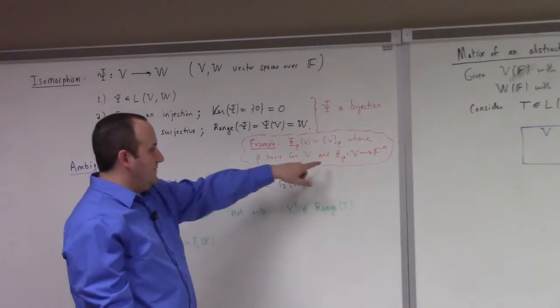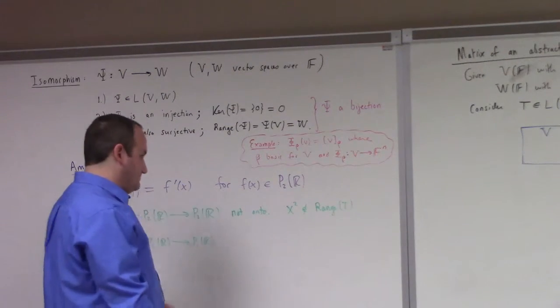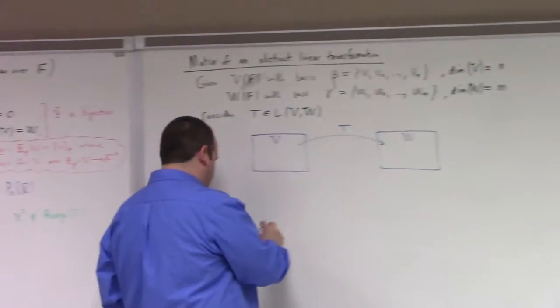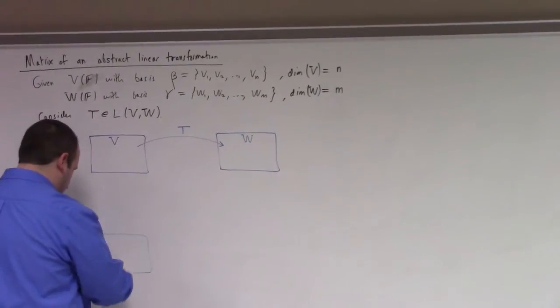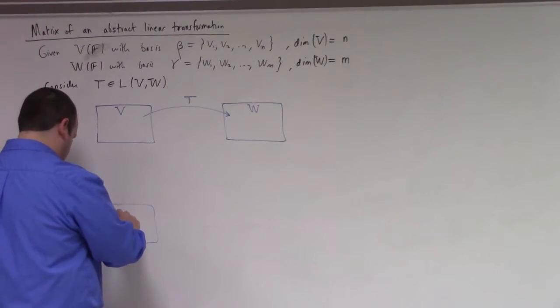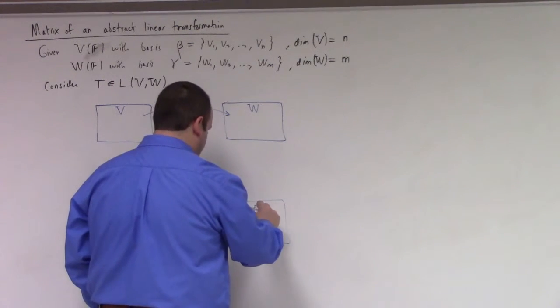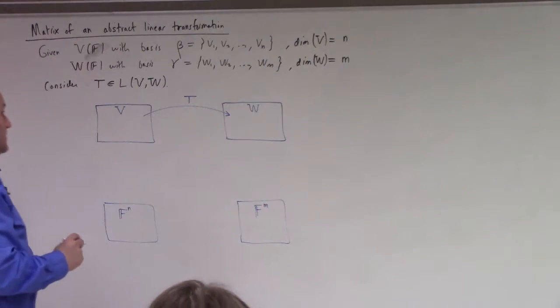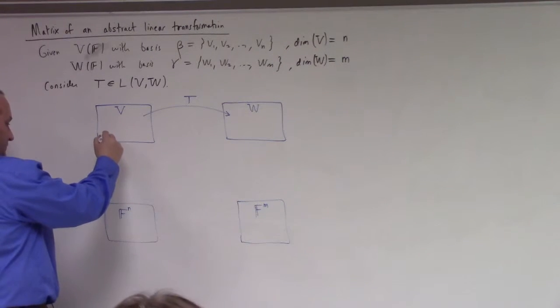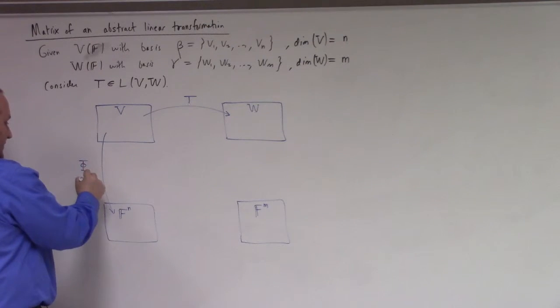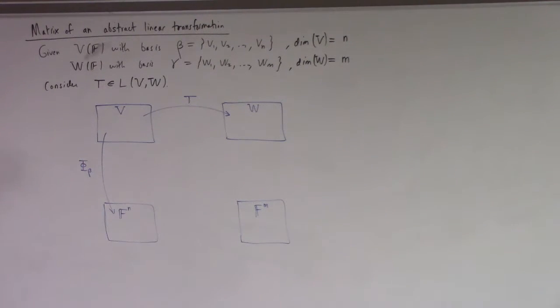Sorry, I'm just saying phi sub beta. I'll write it bigger over here. So then we've got two maps. And down here we've got, let's say, F^n. And then over here, you have F^m. All right? So there's a coordinate map that goes from V down to F^n called phi beta. This takes in abstract vectors and spits out column vectors. It's the coordinate mapping.